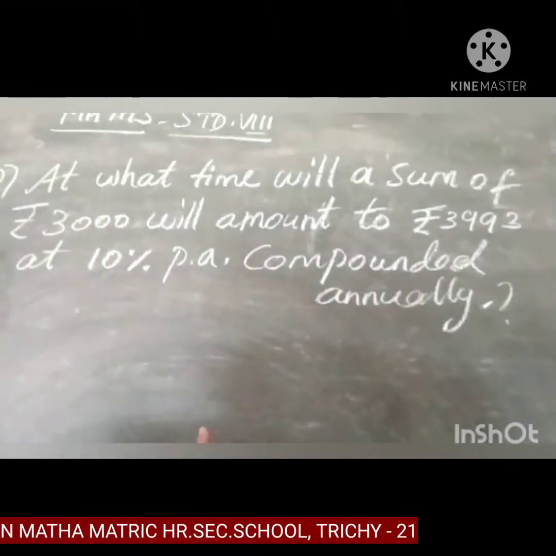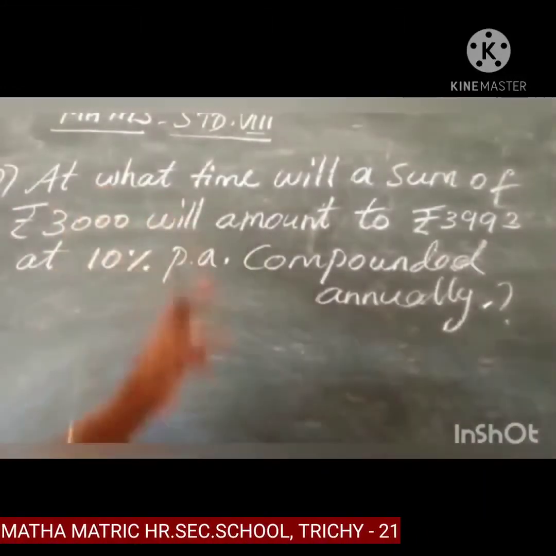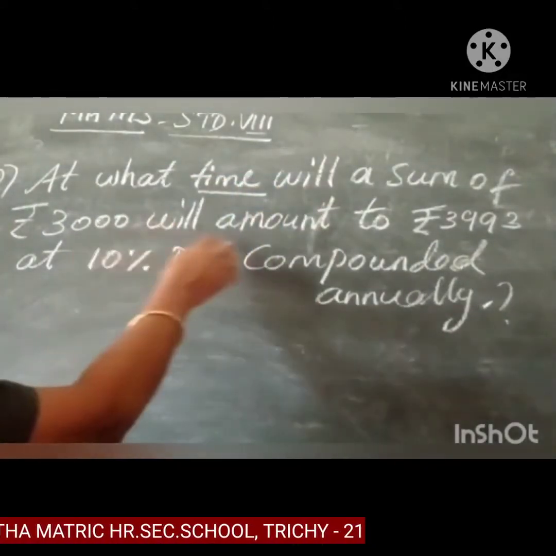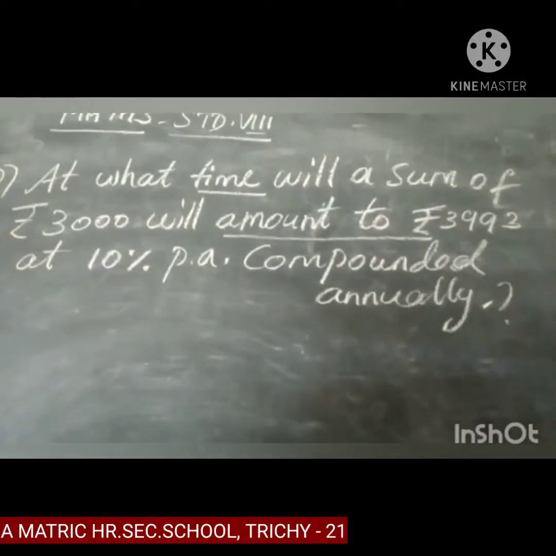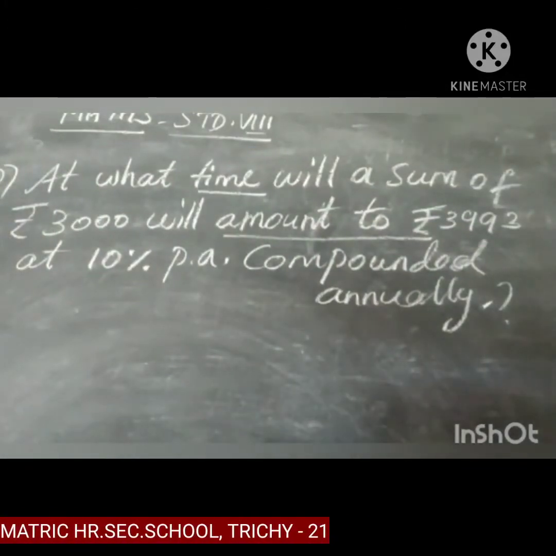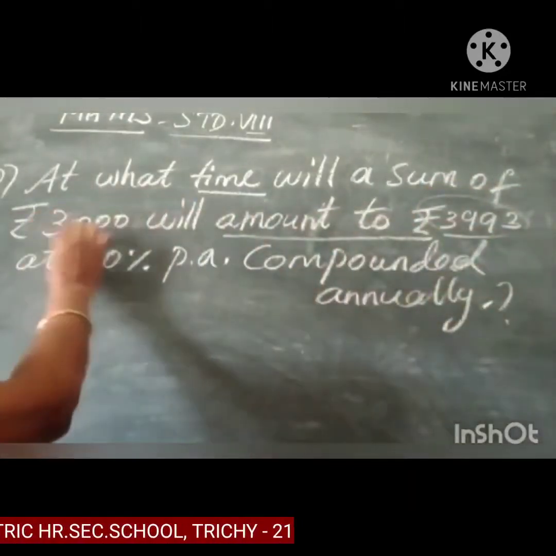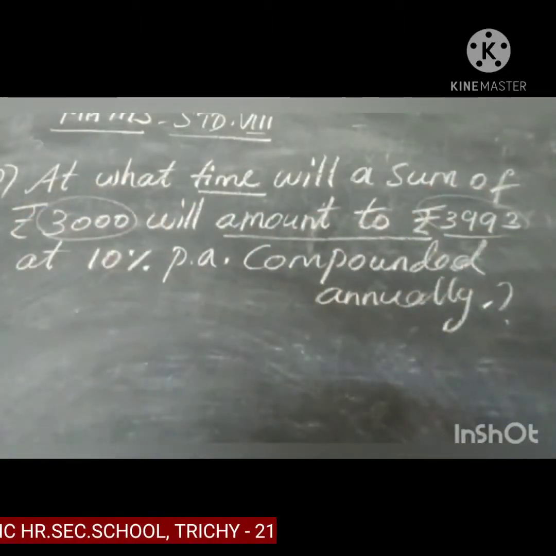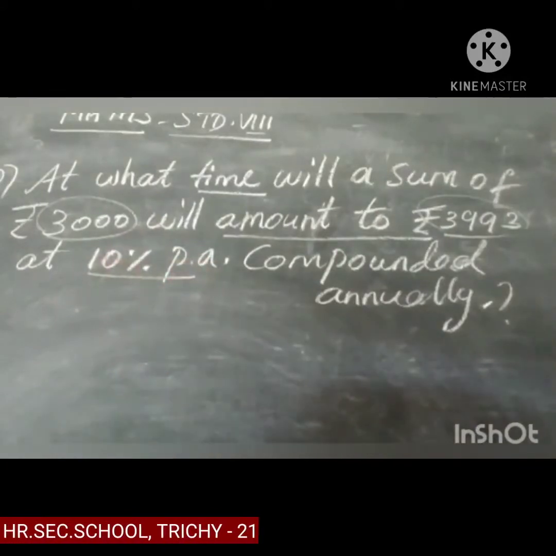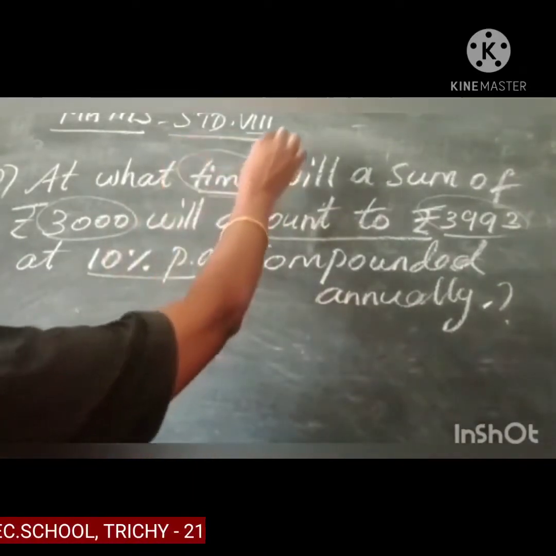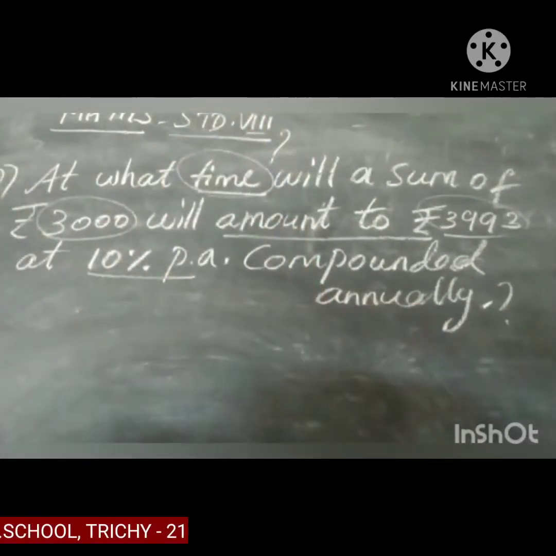Now let us see the second sum. At what time will the sum of rupees 3,000 amount to rupees 3,993? The amount is given, the principal value is given, and the rate of 10 percent is also given, compounded annually. At what time? That is the question. So you have to find out the n value, the number of years.